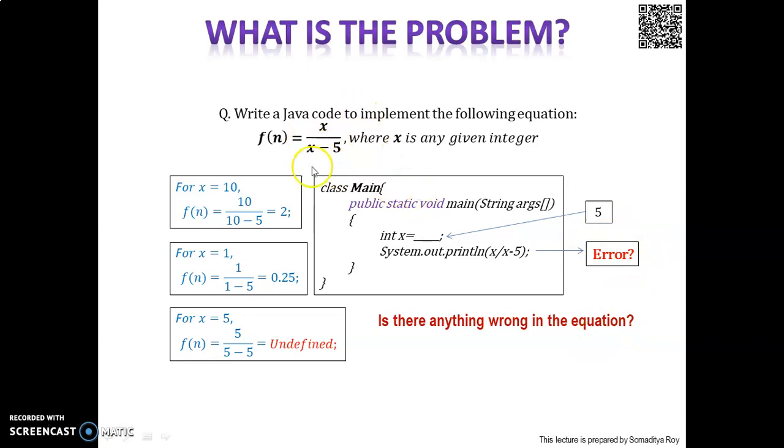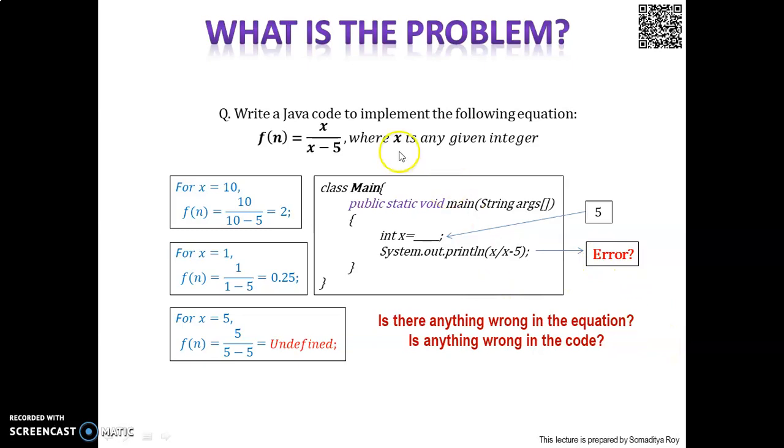As far as our equation is concerned, there is nothing wrong in that equation. So is there anything wrong in the code? No, there is nothing wrong in the code either. Because if you look at the equation or the code, in both cases, it will give you the proper output. Only in one case, where the value of x is 5, the system fails to give you any answer. So that is an exceptional case.